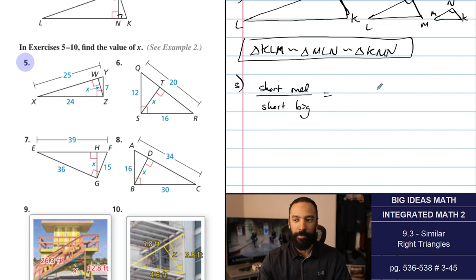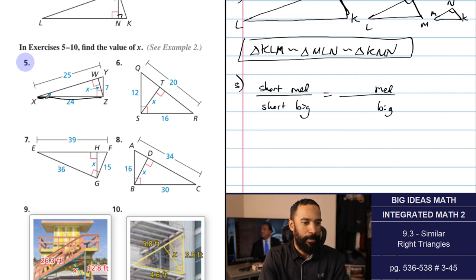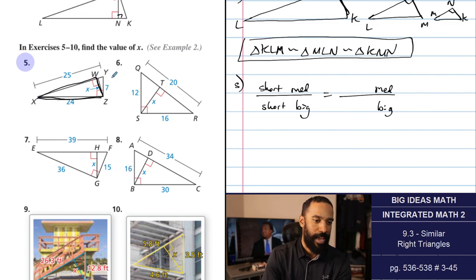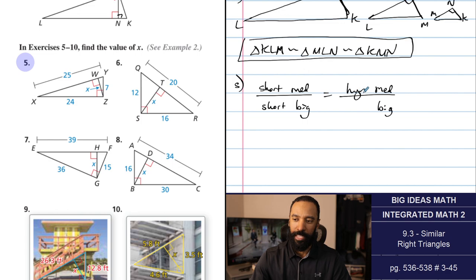Now, do I have something in the medium and big again that I can do a proportion with? Short, short, big, short, big. What else do I have in the medium triangle? I have its hypotenuse. Remember, the medium triangle has a right angle right here. The hypotenuse is 24. Do I have the hypotenuse of the big? Yes, 25. So we can do hypotenuse of medium and hypotenuse of big.